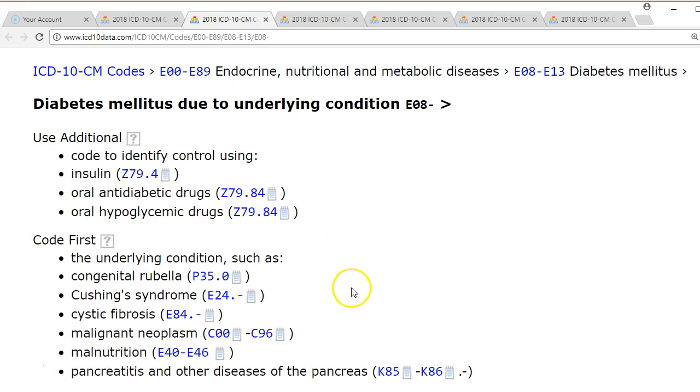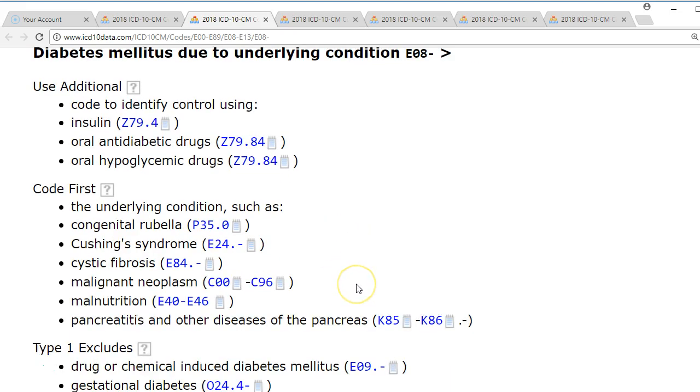So you can see here we have a code first for things like rubella, Cushing's syndrome, a malignant neoplasm. So this is going to be due to an underlying condition of some sort. So again, the doctor would have to describe that the diabetes is due to the malnutrition or the cystic fibrosis or the Cushing's syndrome for us to use E08.